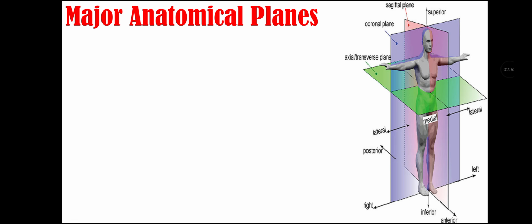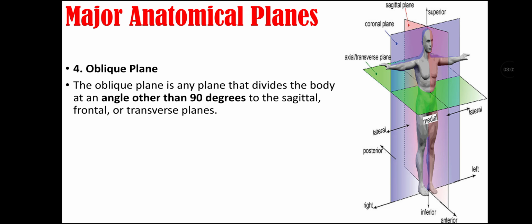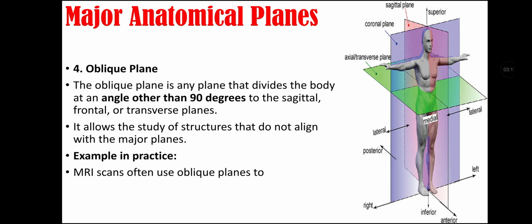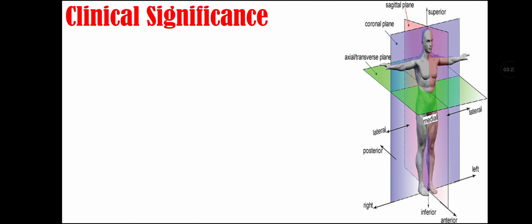Next major anatomical plane is the oblique plane. The oblique plane is any plane that divides the body at an angle other than 90 degrees to the sagittal plane, frontal plane, or transverse plane. It allows the study of structures that do not align with major planes. Examples in practice include MRI scans that often use oblique planes to provide better imaging of certain organs or tissues.